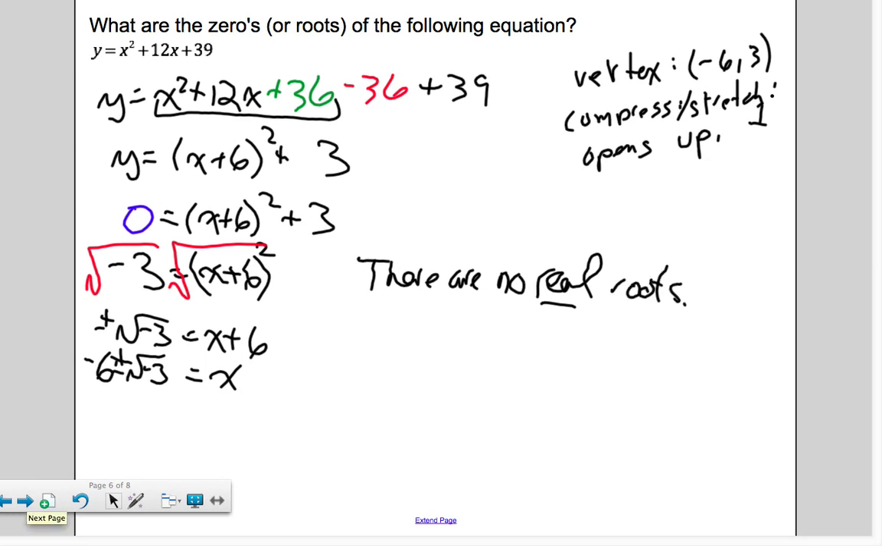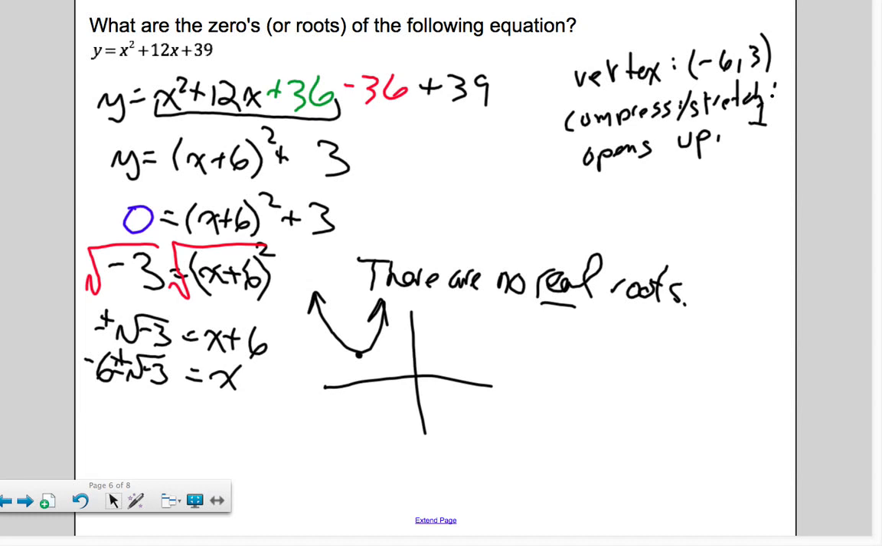This makes sense because if we graph it, the vertex is at negative 6 comma 3, which puts us somewhere over there. It opens upwards and never crosses the x-axis, so it has no x-intercept. So this mathematically makes sense. There is no answer. There are no real roots.